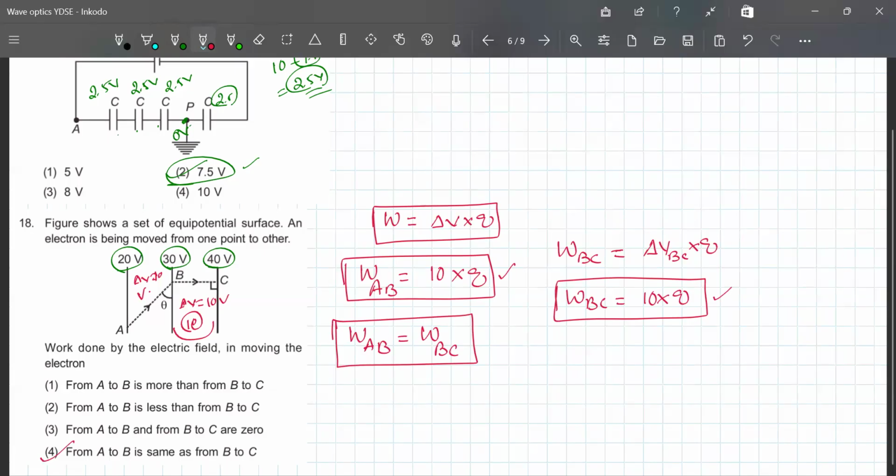Now, coming to the next problem. Whenever they give this kind of problem, we have to check whether the potential difference is the same or not. In both cases, if the potential difference is the same, then if you move the same charge, the work done is also the same.